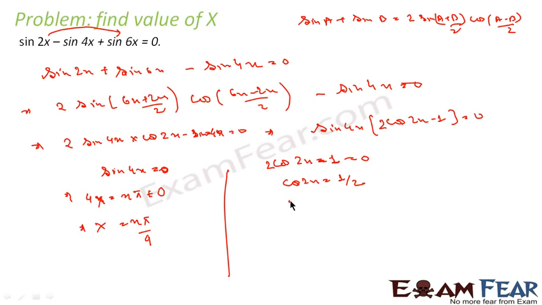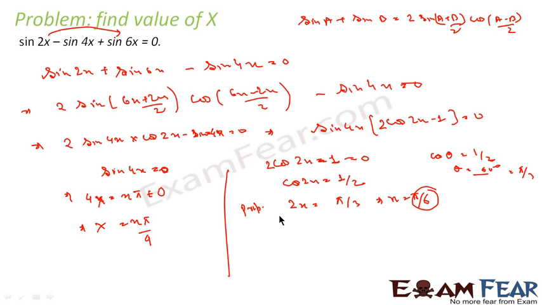Or 2x is equal to, if I write the principal solution, 2x is equal to 2, that is cos theta is equal to 1 by 2. That means theta is equal to 60 degrees. So we'll say 60 degrees is equal to pi by 3. So 2x is equal to pi by 3, or x is equal to pi by 6. Now we have got x equal to pi by 6.